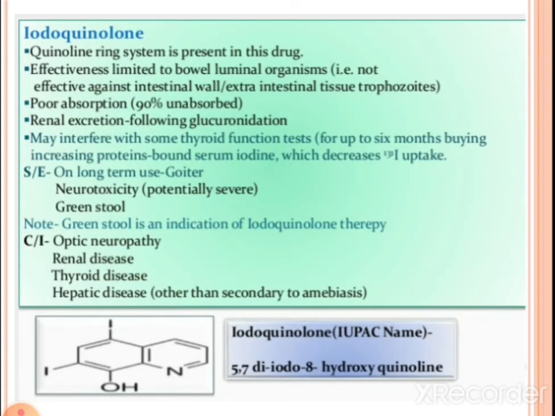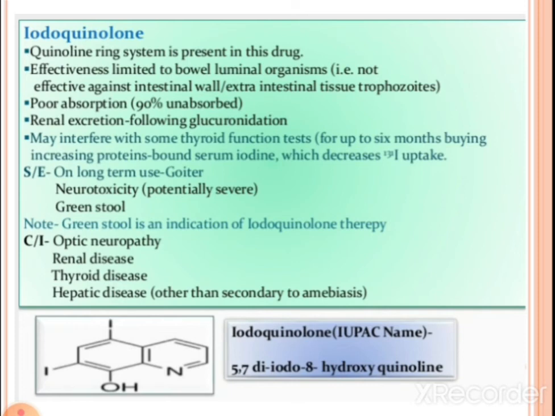The next drug from this category is iodoquinol. Iodoquinol has a quinoline ring system. You can see the structure given over here. The basic structure is quinoline, with iodine at the fifth and seventh positions and a hydroxyl group at the eighth position. So iodoquinol is basically a quinoline ring derivative, which is an amoebicidal drug.